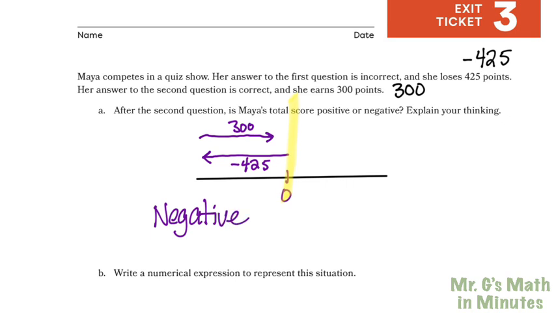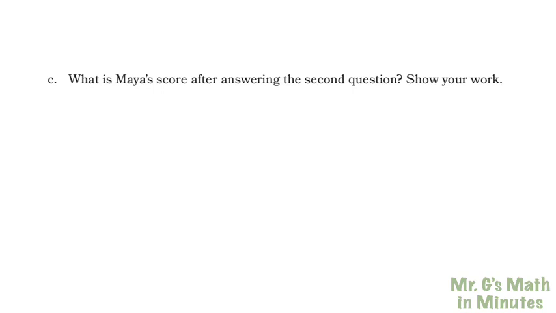Then it says to write a numerical expression to represent this situation, so we can figure out what her score actually is right now. So that would be she lost 425 points, but then she gained 300 points. So negative 425 plus 300 is our expression. Expressions don't have an equal sign. But then for part C, it says, what is her score? And show your work. So that would be negative 425 plus 300.